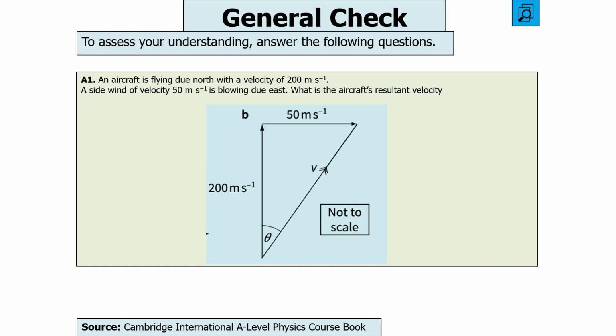An aircraft is flying due north with a velocity of 200 meters per second. A side wind of velocity 50 meters per second is blowing due east. What is the aircraft's resultant velocity?